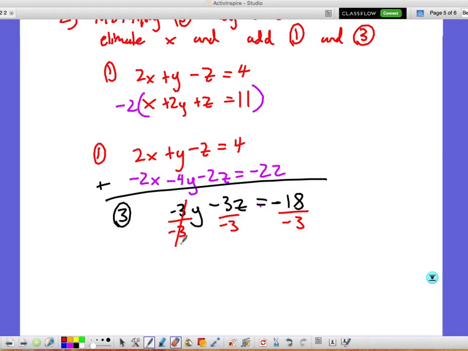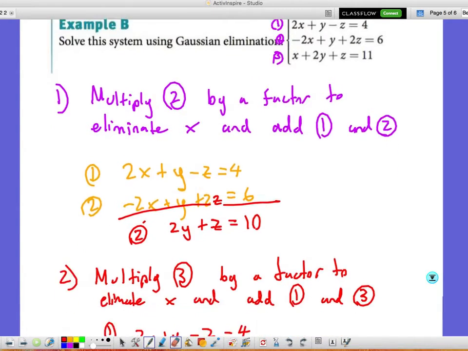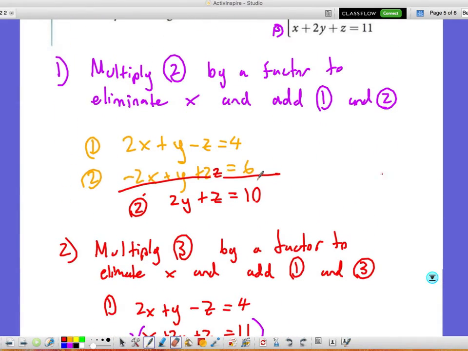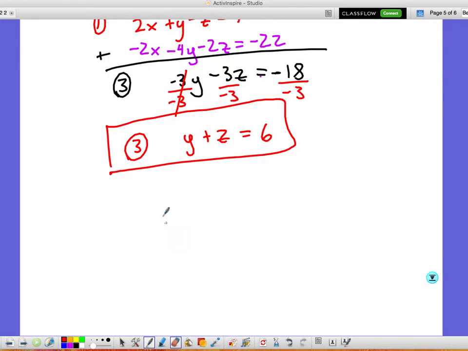So -3 divided by -3 becomes 1, plus z, so -3 again over -3 becomes 1. And then we have -18 divided by -3, which is going to be 6. So here is my new third equation right there. We have the second equation right here. And so let's go ahead and write the system again. The whole system, we're going to rewrite it. And this is what it comes out to be.